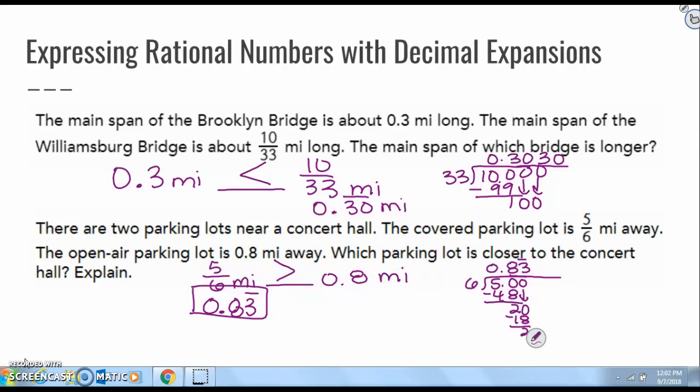5/6 of a mile as a decimal is 83 hundredths where the 3 repeats. This number is greater than 8/10 of a mile. So the parking lot that is closer to the concert hall would be the open-air parking lot because it is closer. It's a smaller number.